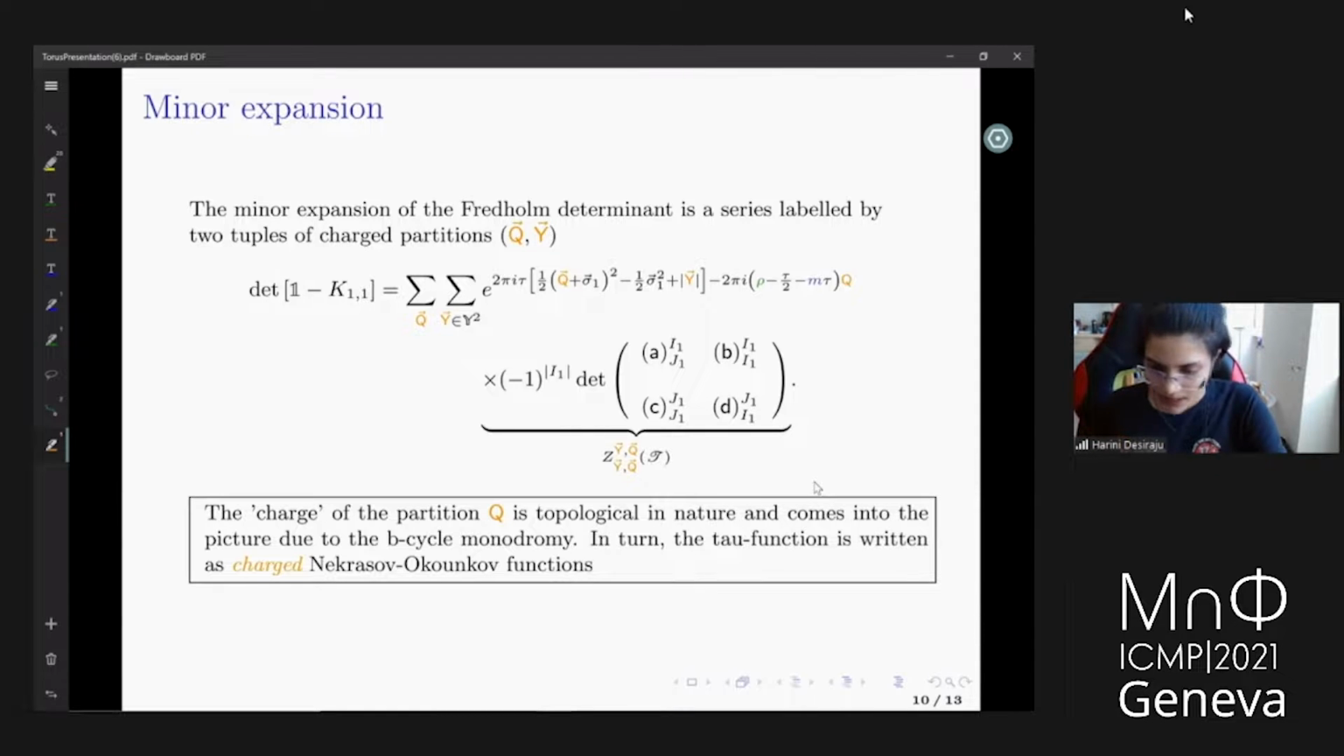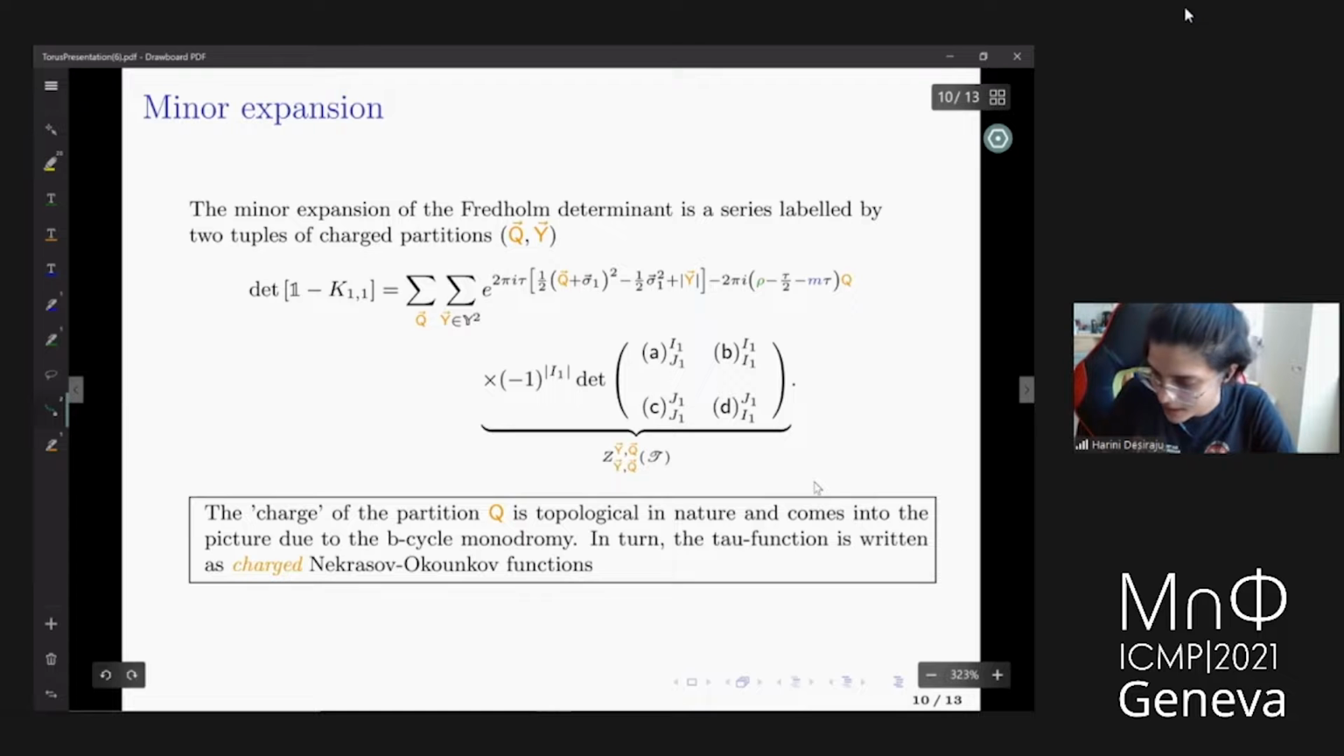Any Fredholm determinant, in general, if you take the minor expansion, the minors are labeled by some partitions. Now, the difference here is that since we are on a torus, you get an extra factor in this way of labeling minors with partitions. And that's where the charged aspect of this partition comes in. So this charge picks out what minors will contribute to your expansion. And this is the expansion of the determinant, where the minors are sitting here. These are the minors. And this is some extra terms that come in.